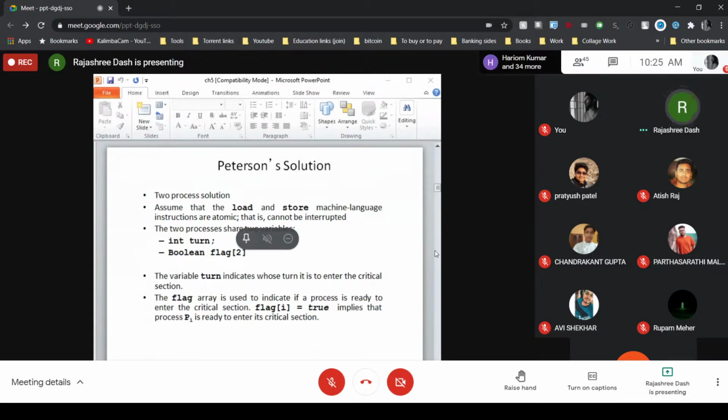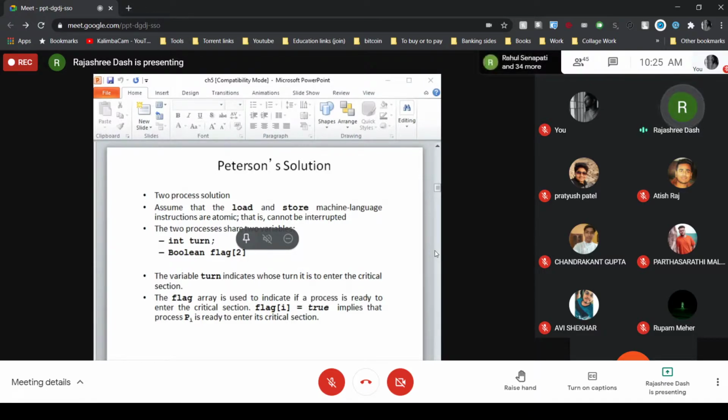Now, if the flag[i] is equal to true, this value indicates that the process Pi is ready to enter its critical section. Got the thing? So remember this two part. The Peterson solution used two more variables which are going to be shared by both the processes. One is a turn variable of type integer, another is a flag variable of type boolean, which is actually an array of size 2.